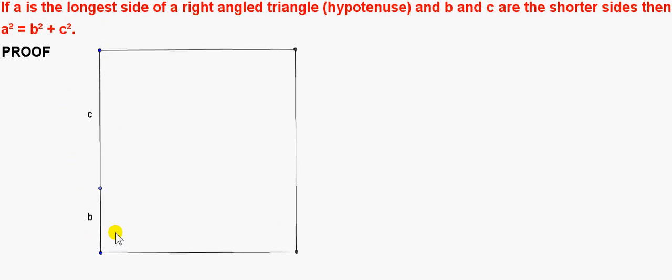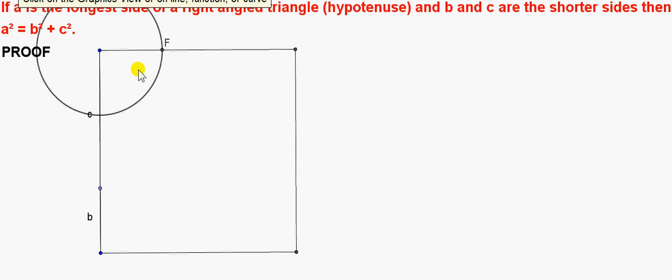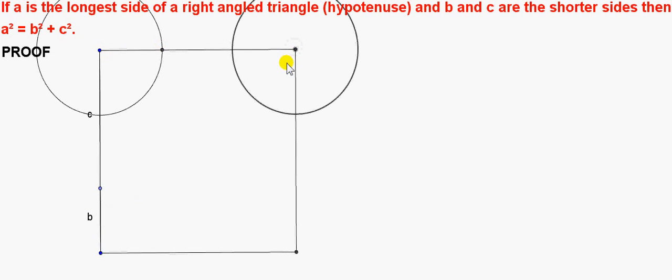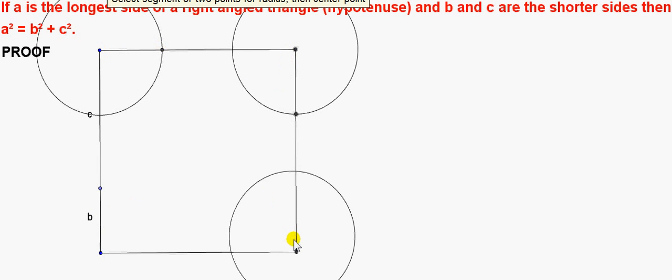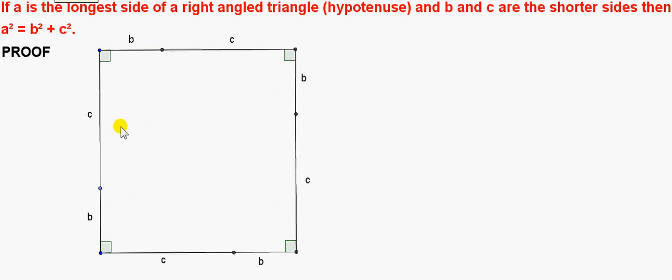this square. So we want the four congruent triangles to have a short side of length b, so I'll step off that distance and I'll mark it off up here. So this line segment here has a length of b. Now I'll do the same here and down here. Next we can draw in our four congruent right angled triangles.